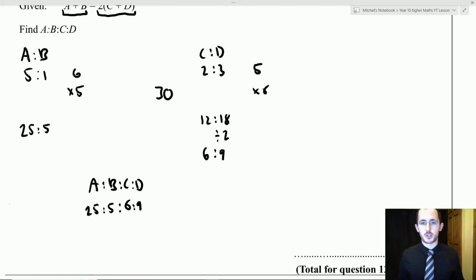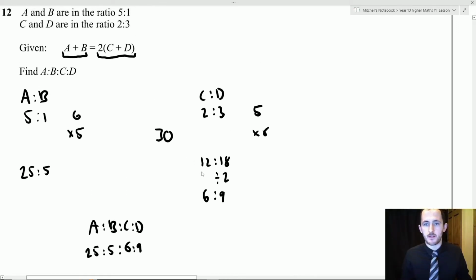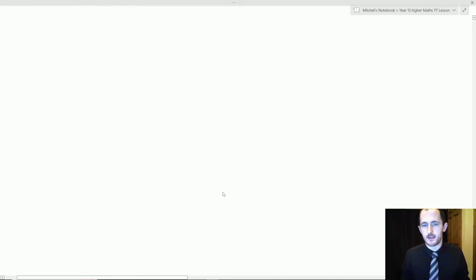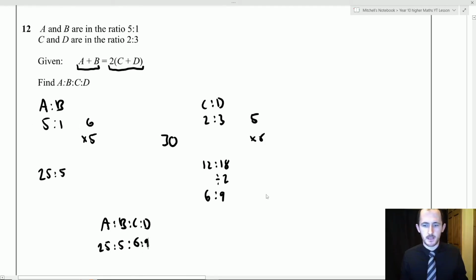So the reason why this one's tricky is normally when we combine ratios, we have a common letter. But this time we don't have a common letter. I'm going to scroll out slightly as well. So let me run it through one more time. Actually, I'll give you a second to read it and then I'll run it through one more time.